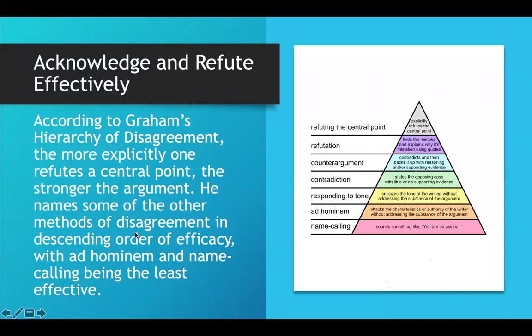Basically, what Graham did is he said, okay, there's a whole lot of ways that we can disagree. Some of them are more effective than others. And he put them into a triangle, with the peak being what we want to work toward, and the bottom rungs being the least effective forms of arguing. So if we start from the bottom and go up, we have name calling.